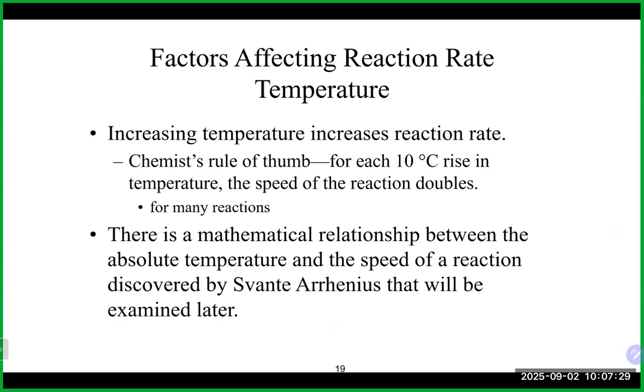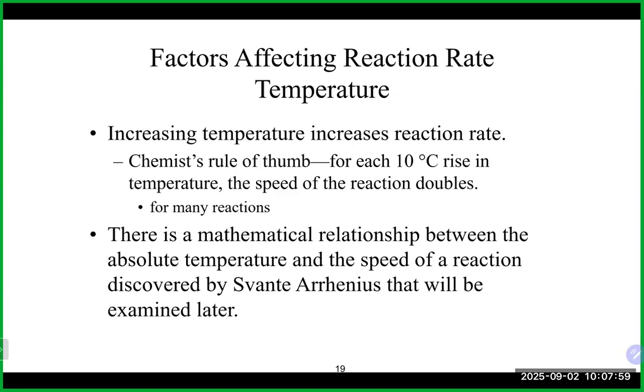Another really important factor in terms of the rate of reaction is temperature. Increasing the temperature typically will increase the rate of a reaction. The general rule is if you go about 10 degrees Celsius higher in temperature, the reaction will double its speed. And that's for a lot of reactions, not all of them, but it's a general rule of thumb. The opposite is true as well. If you lower the energy, the reaction will slow down.